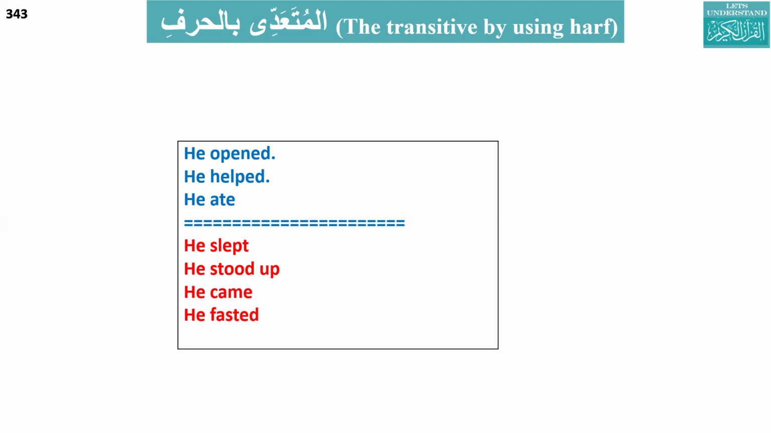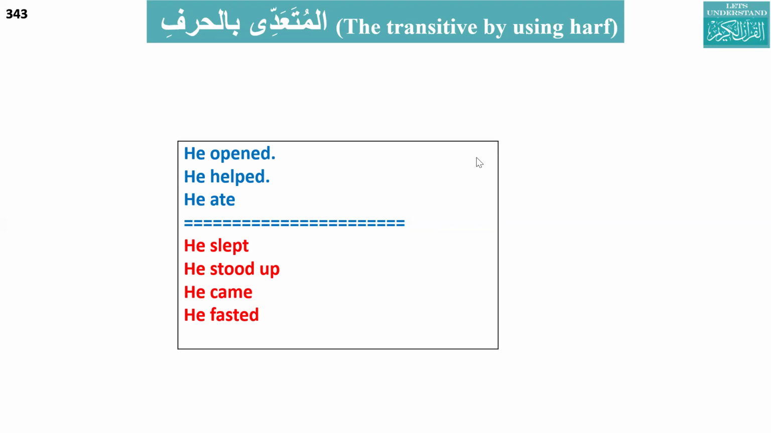Now, if we look at other sentences: he slept. Okay, he slept. We understood it. It does not generate any question about who or what. He stood up. Yes, clearly understandable, and it does not raise any question. It is not generating any question about who and what. It means there is no need. It is not asking for maf'ul bihi. He fasted. That's it. This is one difference: the first type raises a question and needs the maf'ul, while the second type does not need the maf'ul bihi.